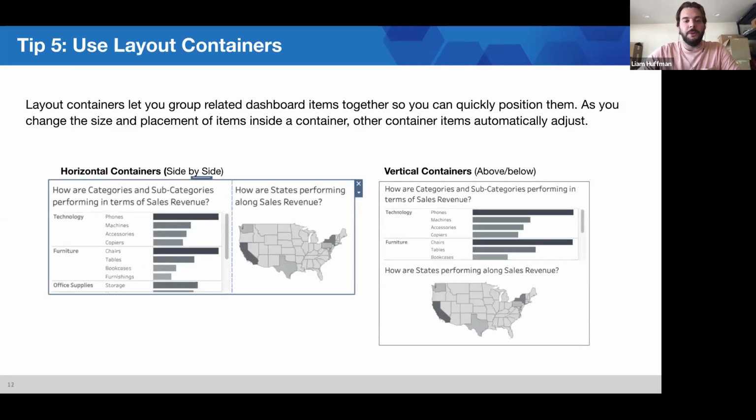Tip 5, use layout containers. Yeah, this is so important. Layout containers let you group related dashboard items so you can quickly position them. Think about this as if you were in PowerPoint. We were to drag and highlight everything, right? And then move it all at once. That's kind of what a container is going to do. Let you move anything that's been selected within that container back and forth in different views. There are 2 types: horizontal, which puts things side by side, and vertical containers, which puts things above and below.